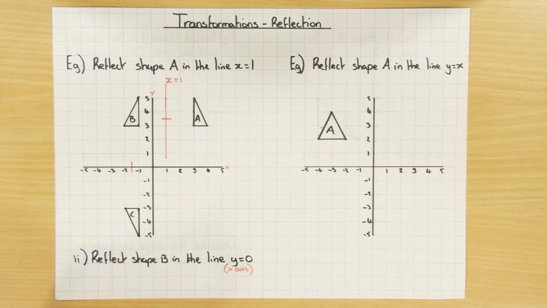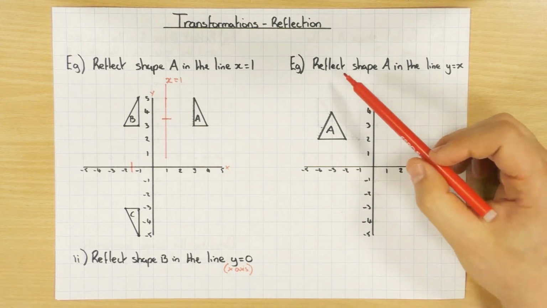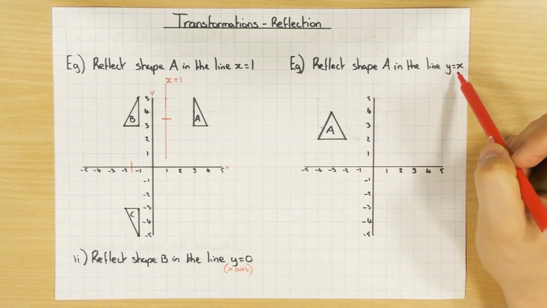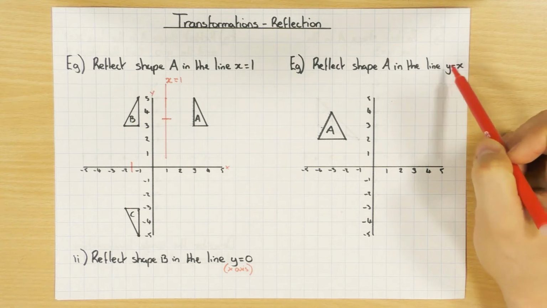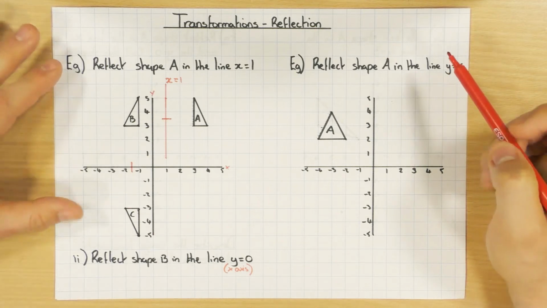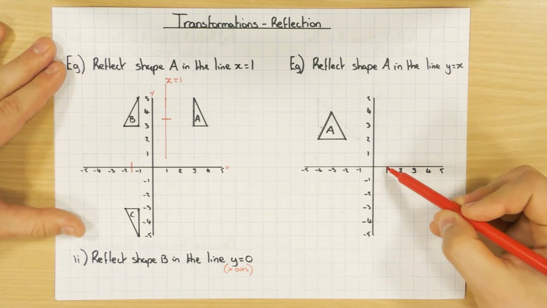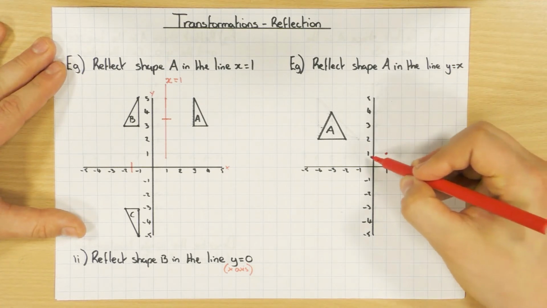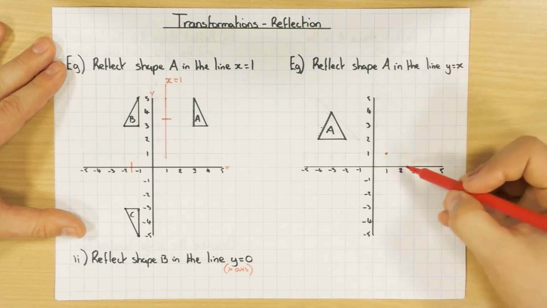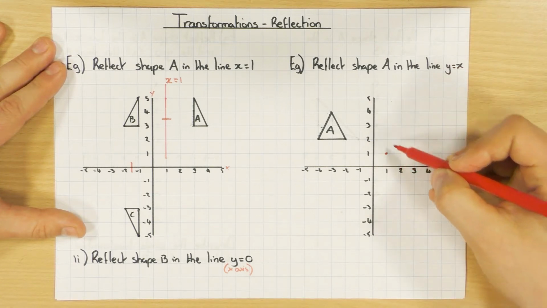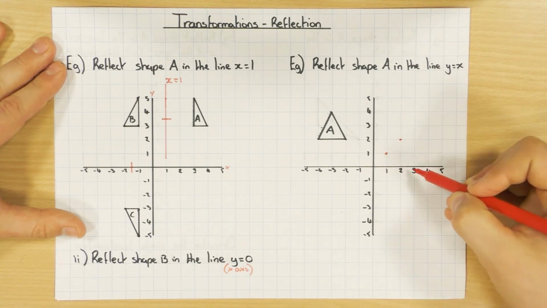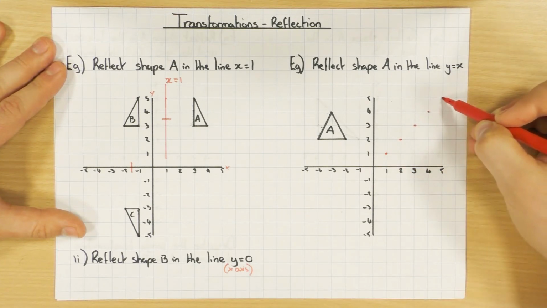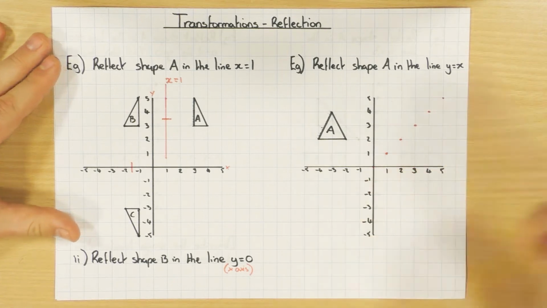The next one I'm going to do is this one here, where it says reflect this shape A in the line y equals x. Now people always get confused with y equals x. Not to worry, it's nice and easy. If x equals 1, y equals 1 because y equals x. They're both equal to each other. So when x equals 2, y equals 2. And when x equals 3, y equals 3, and so on. 4, 4, 5, 5, 0, 0, and so on and so forth.